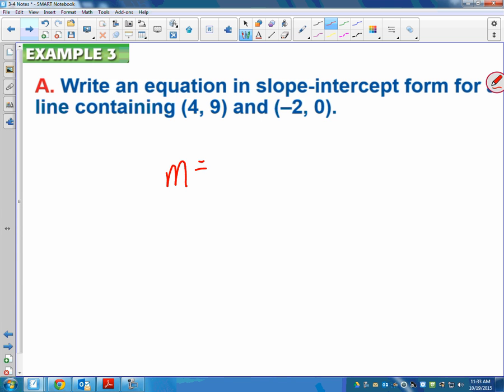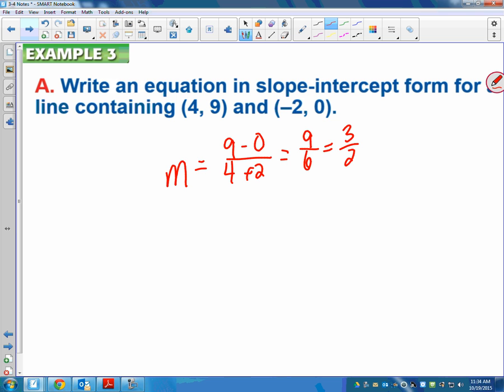Maybe it was more in 5th hour than this class, but a lot of people on the quiz mix their slope up, like y's and x's, right? Rise over run. You have to remember your y's are on top. So I'm going to say 9 minus 0 over 4 minus negative 2 is 9 over 6, or 3 halves. We want slope as a fraction, so don't write it as a decimal. Leave it as a fraction, right? It's easier than saying 1.5 over 1.